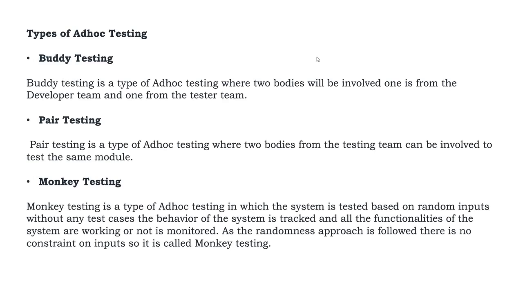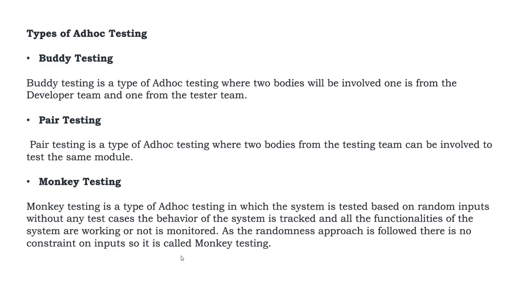Next is monkey testing. Monkey testing is a type of ad hoc testing in which the system is tested based on random inputs without any test cases. The behavior of the system is tracked and whether all functionalities of the system are working or not is monitored. As a randomness approach is followed, there is no constraint on input, so it is called monkey testing. You can put any values. They are not required to be valid or invalid. You can put any random values and test it. That is called monkey testing.